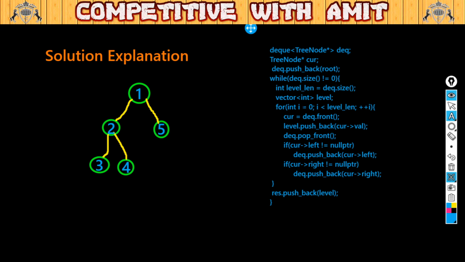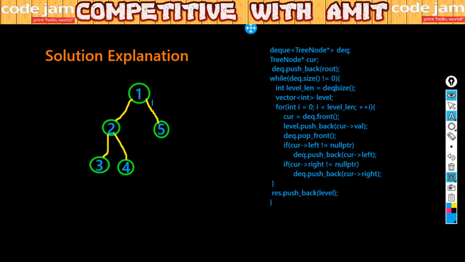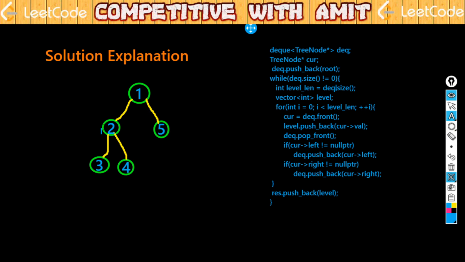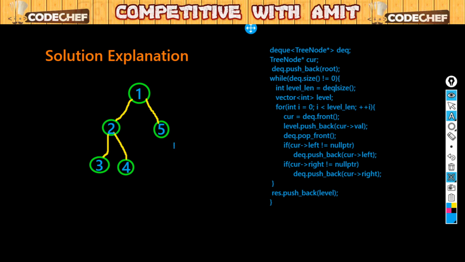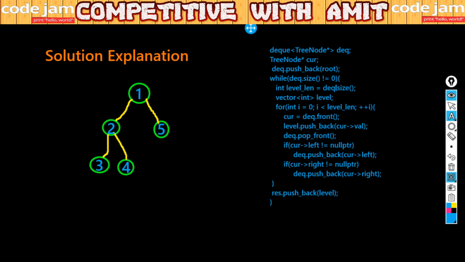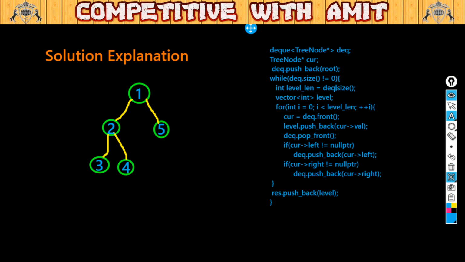So now what is this loop doing? It is doing a simple thing: it just pushes back all the values of a level into a list, and pushes back all its child nodes. If it has two child nodes, then push back all the child nodes into the queue, and then it will pop from the queue, and then it will traverse again. And at the end, I'll start traversing from the queue. The queue's front will be popped, and like this all the values will be popped. So this is the solution explanation.